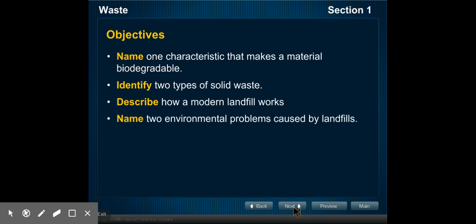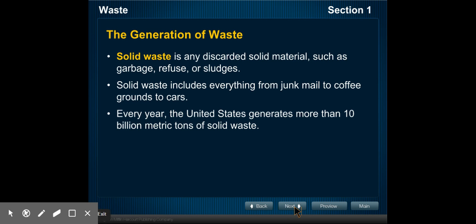When we get done with this, you should be able to name the characteristics that make something biodegradable. You should be able to identify types of solid waste. You should be able to describe how a modern landfill works, and you should be able to name 2 environmental problems caused by landfills. So let's talk about solid waste to begin with.